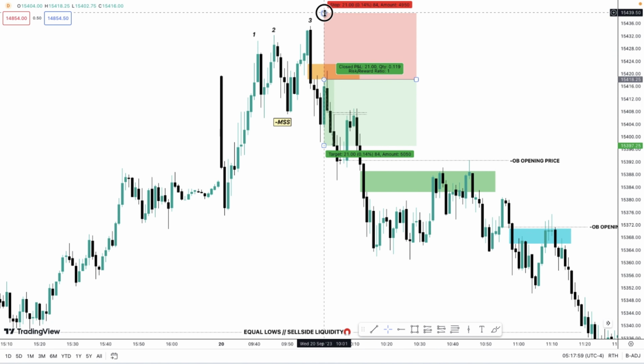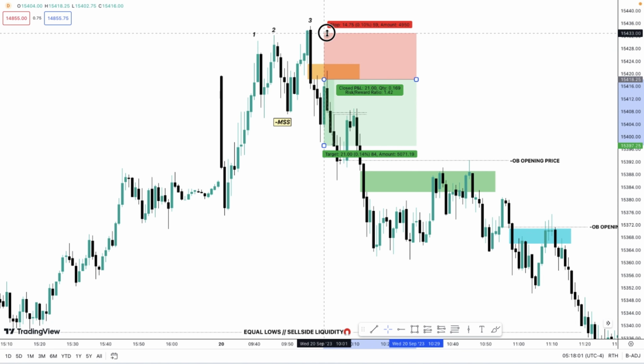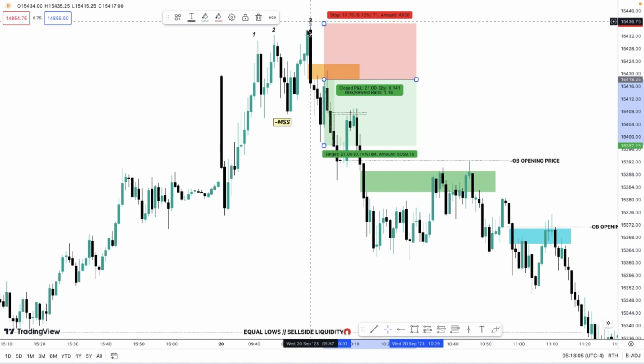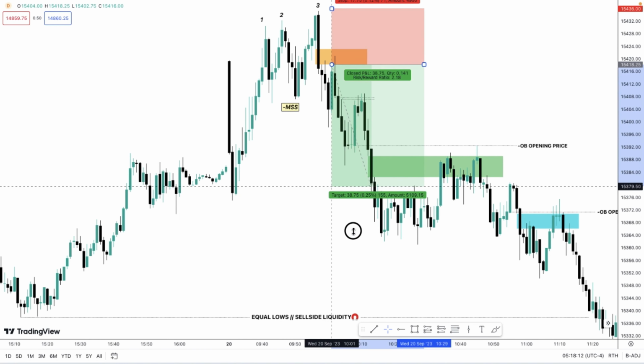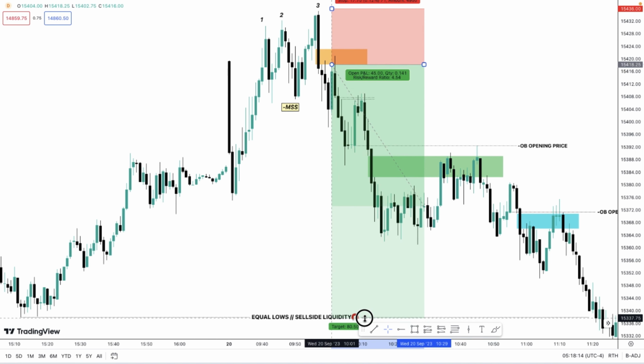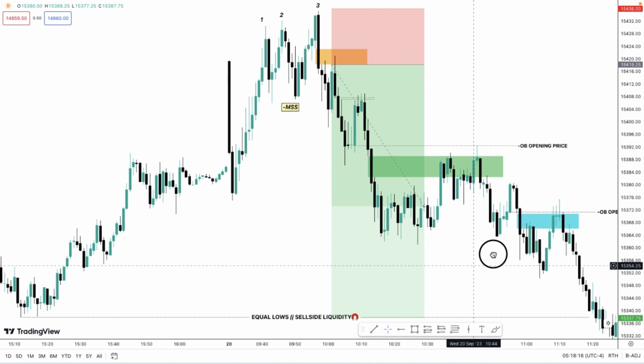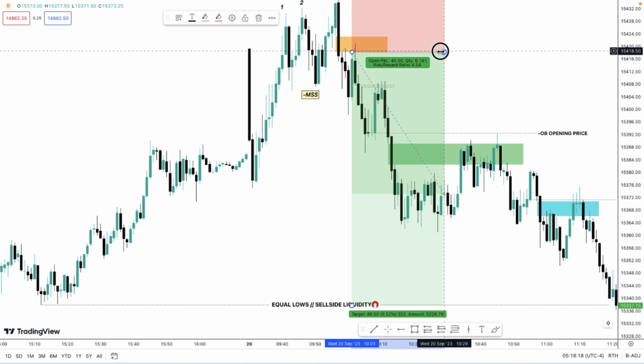So you can go for a short at the fair value gap. Stop loss above the candle that creates the fair value gap. Then obviously you're aiming for sell side liquidity. So that's the first entry you can take there.